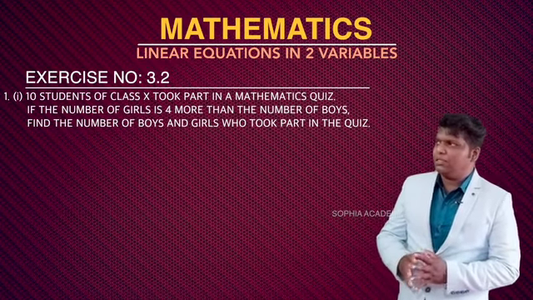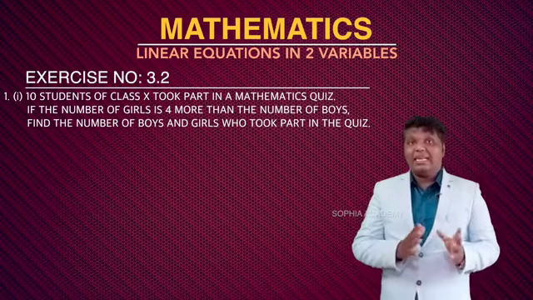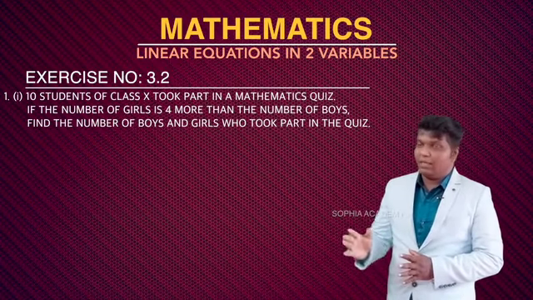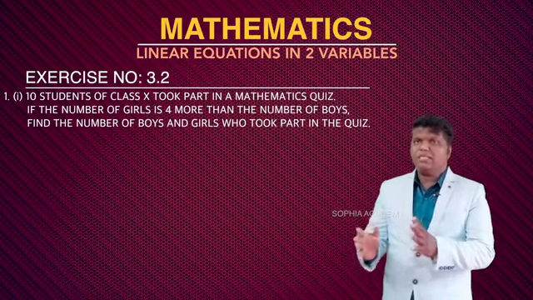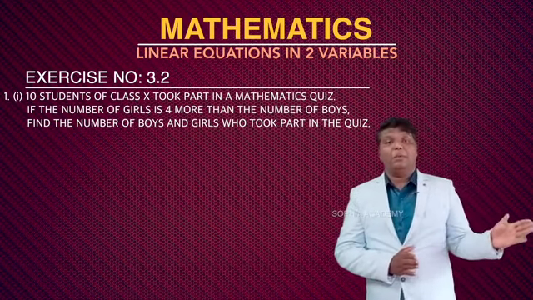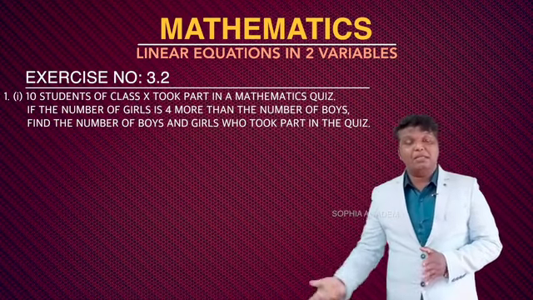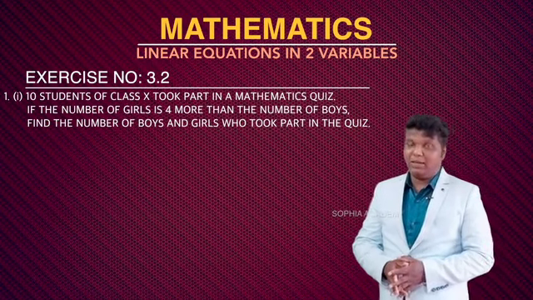So just imagine what is the first statement given here. 10 students of class 10. So in that class 10, out of the total students, 10 students were sent for a mathematical quiz. There are some girls and there are some boys. It's very clearly mentioned there, right?